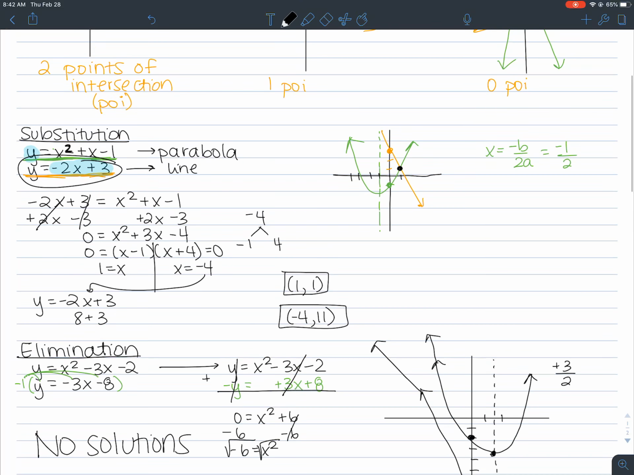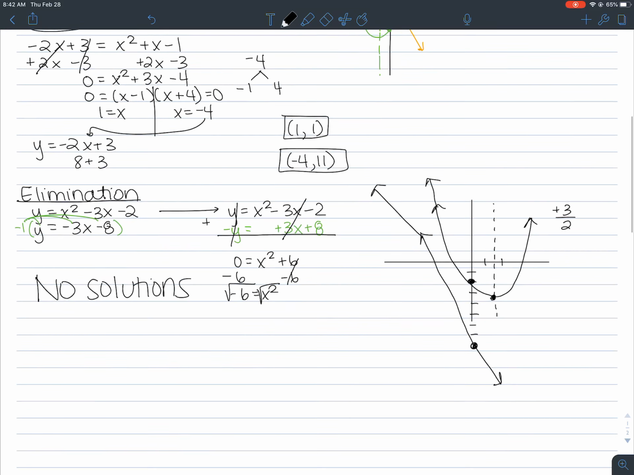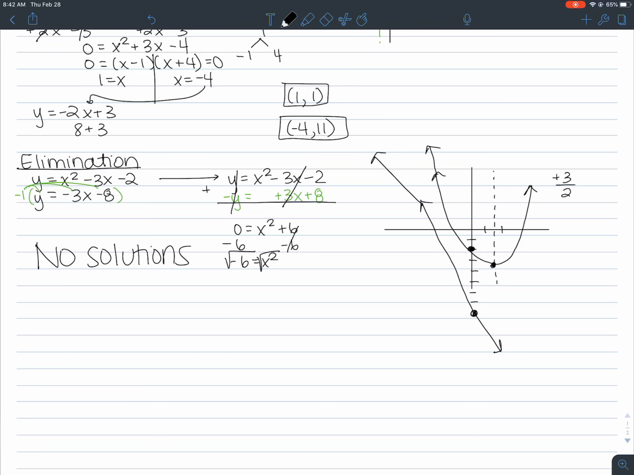So you can tell by looking at the graph how many solutions there are, and you can also tell by solving algebraically how many solutions there are.